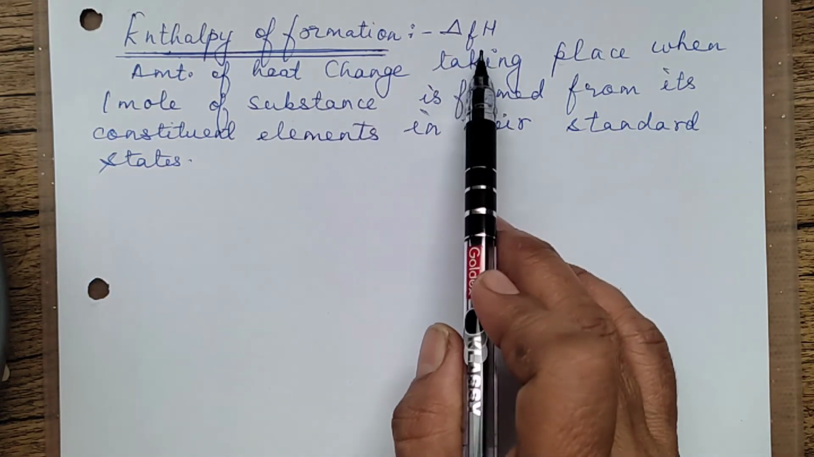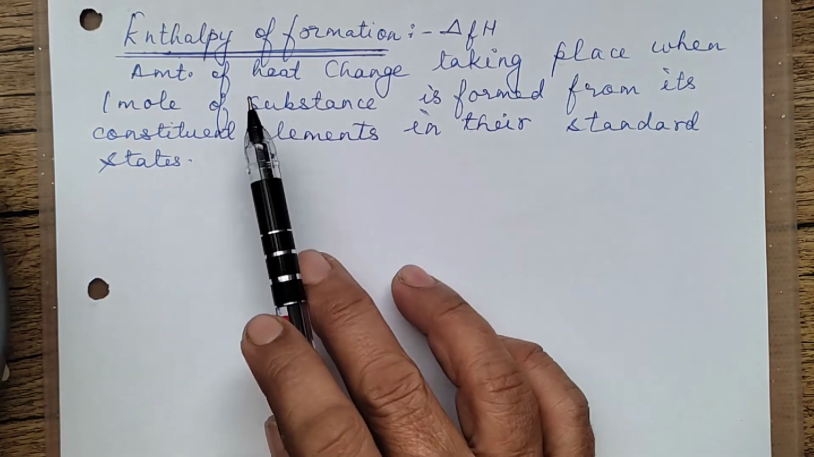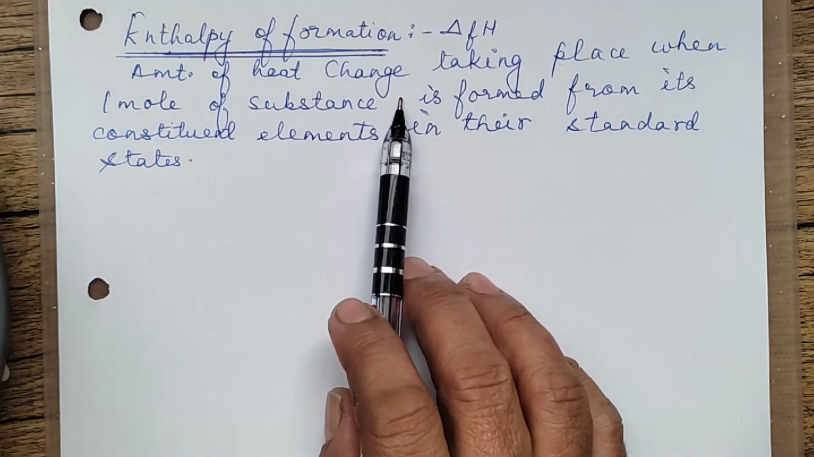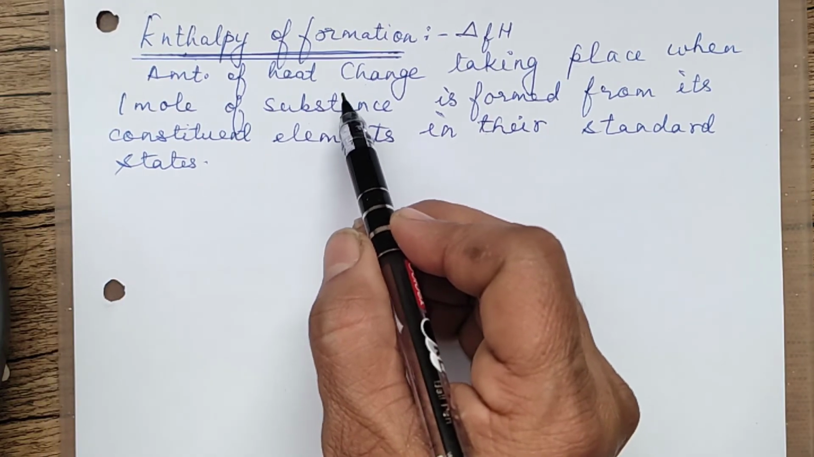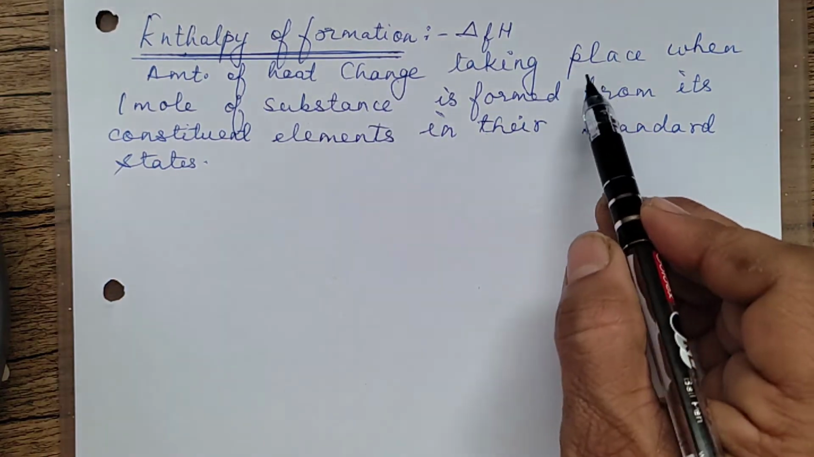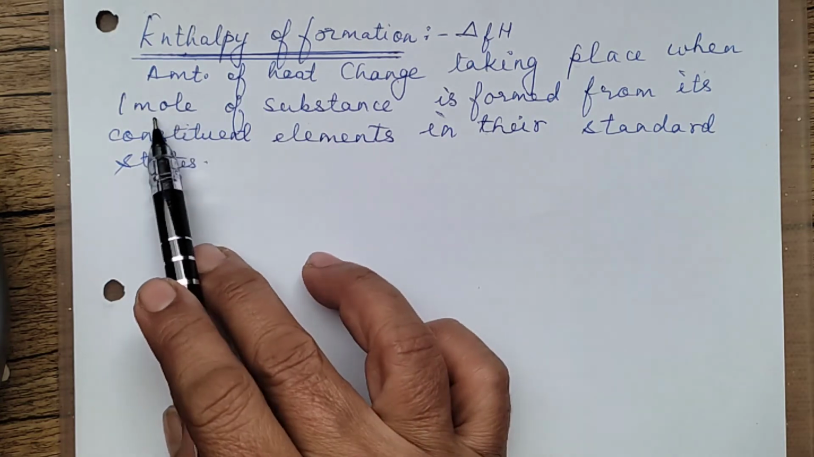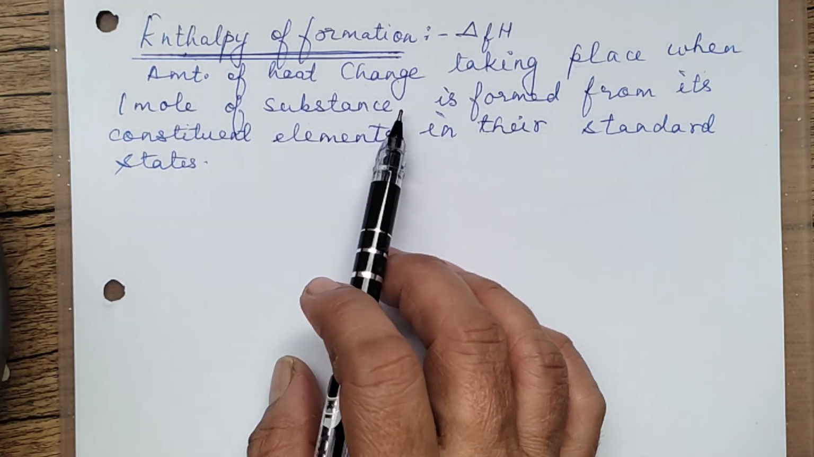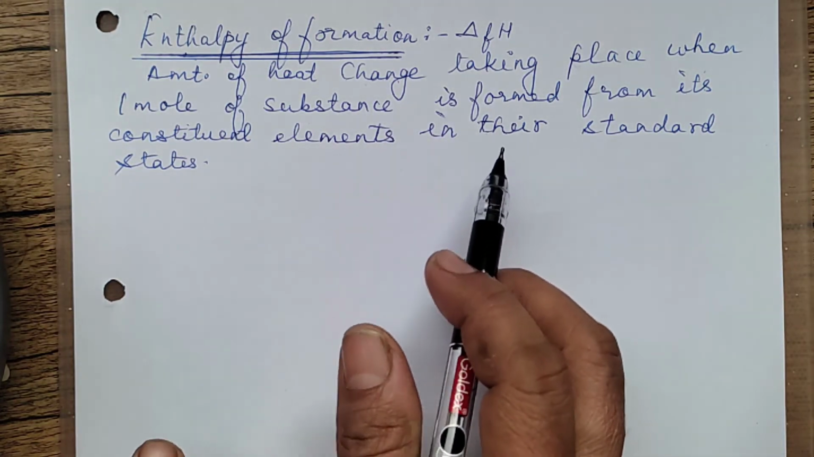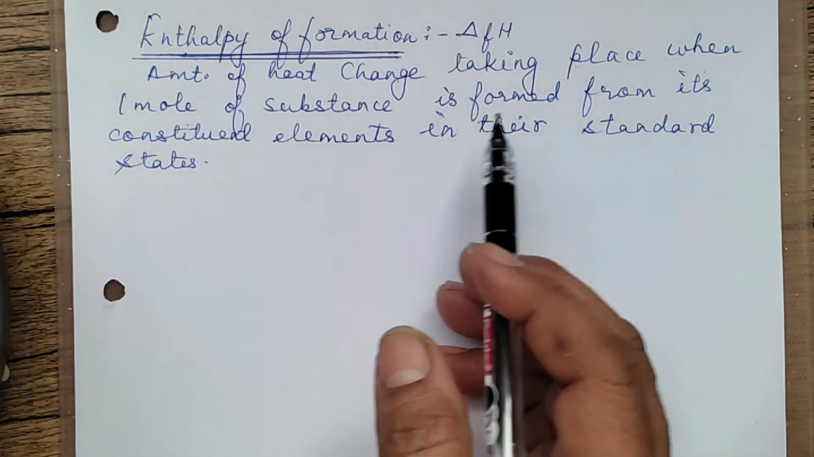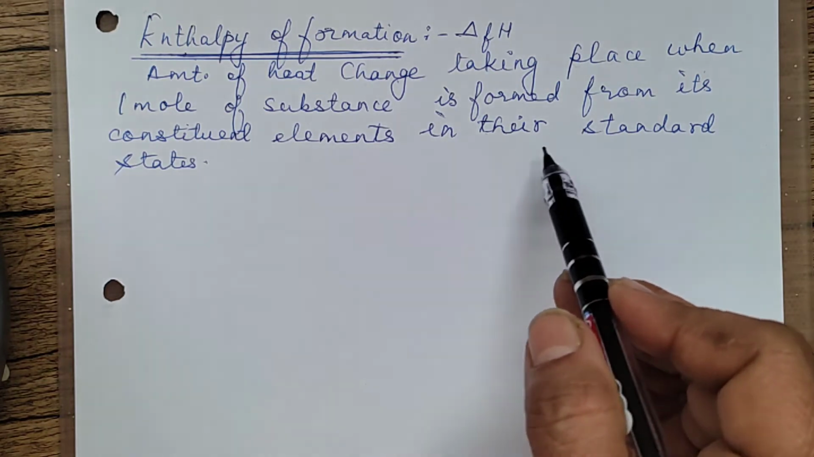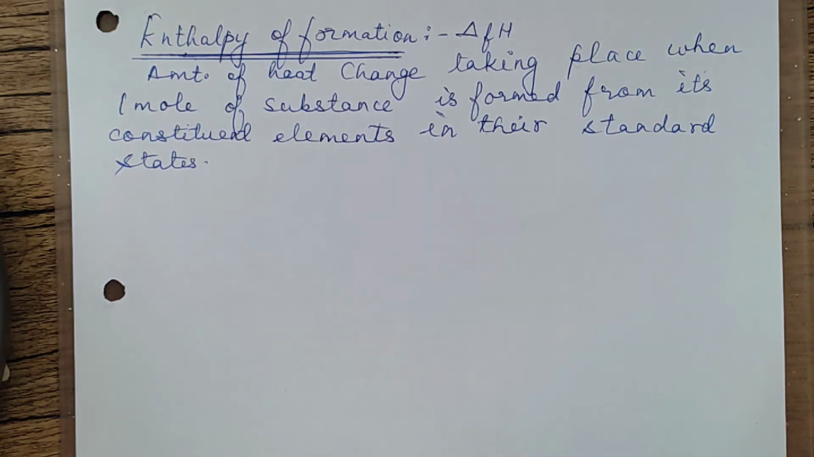Fine. Moving on to the next enthalpy, that is the enthalpy of formation. We will represent it like that, delta HF. So the amount of heat change, because it can be endothermic or it can be exothermic, is the amount of heat change taking place when 1 mole of a substance is formed. In combustion, 1 mole was burning. In this, 1 mole is formed from its constituent elements in the standard states. From the constituent elements, not that any particular method of preparation we will be considering.